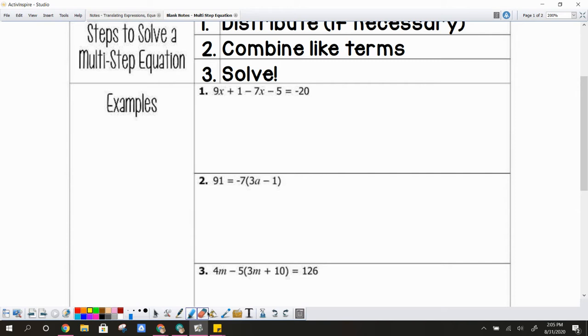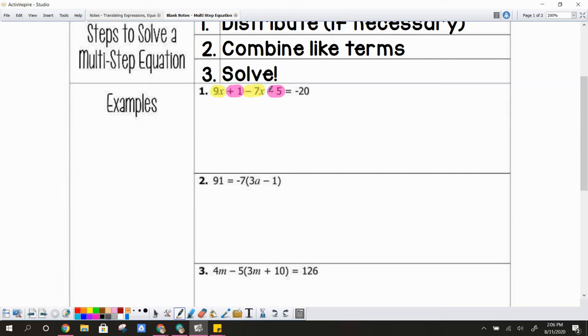So what I'm going to do is I'm going to use my highlighter tool, and I'm going to select all of my like terms. So all my x terms, I'll highlight in yellow, and remember you got to include that symbol in front of your terms. And then all my constants will be in pink. Okay, I'm not going to highlight this negative 20 because it's all by itself on this side, so I don't need to combine that. So what I'm going to do now is I am going to combine my like terms.